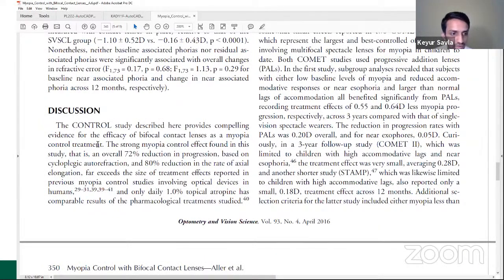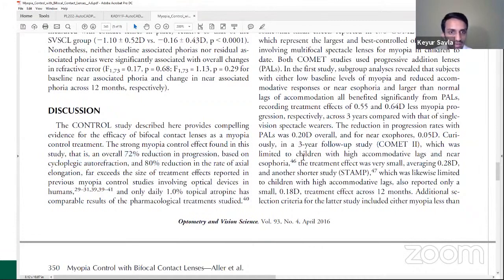As I said, the first paragraph is just going to be telling their results. So sometimes it's always helpful just to read this. Compelling evidence of these contact lenses. Strong myopia control effect found in this study. That is an overall 72% reduction in progression based in refraction and 80% reduction at the rate of axial length. So we now know that important outcome: 72% for refractive error and 80% in axial length.